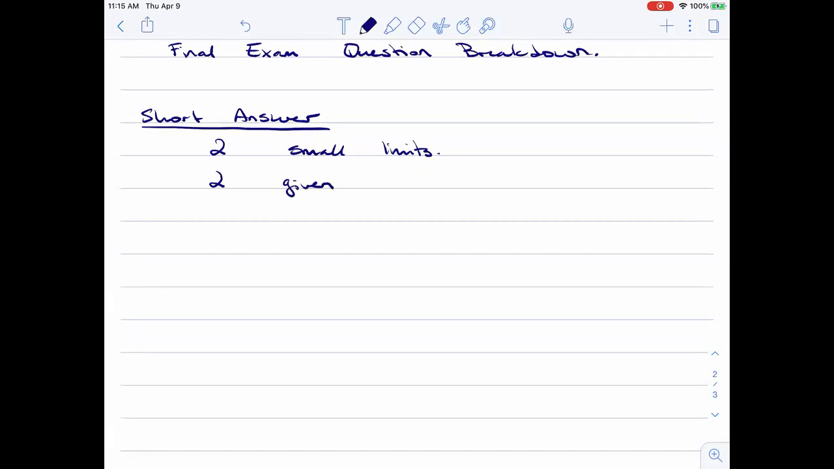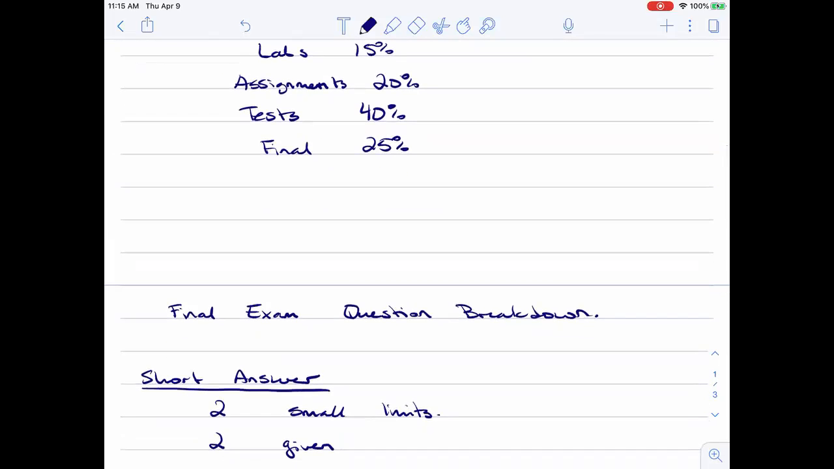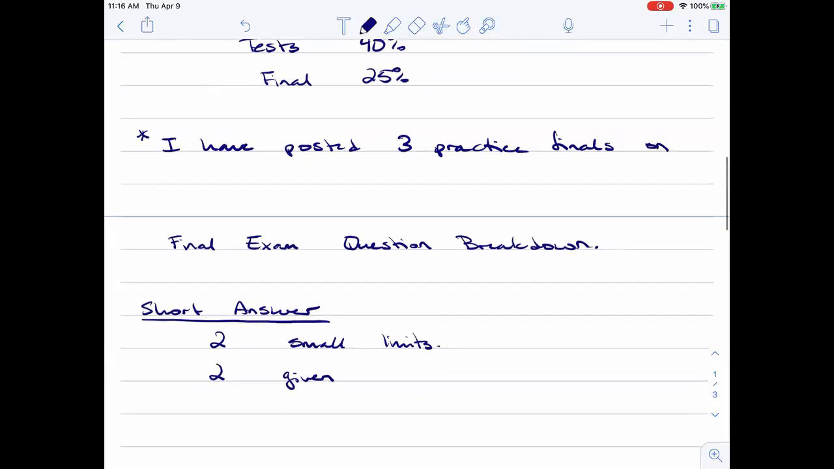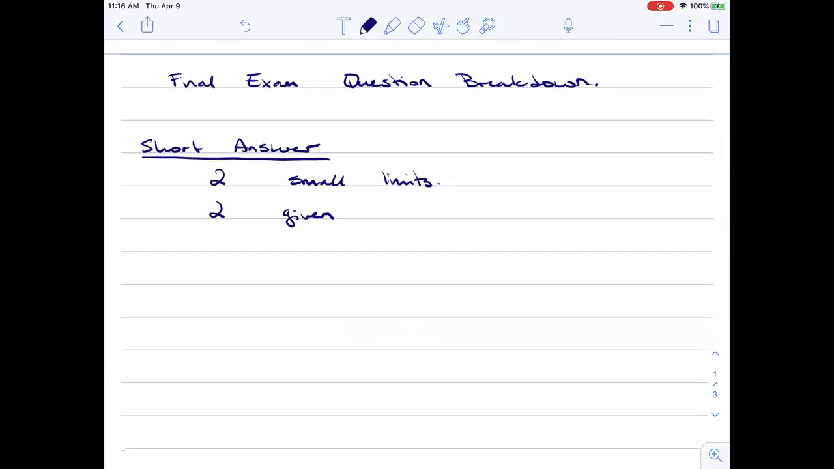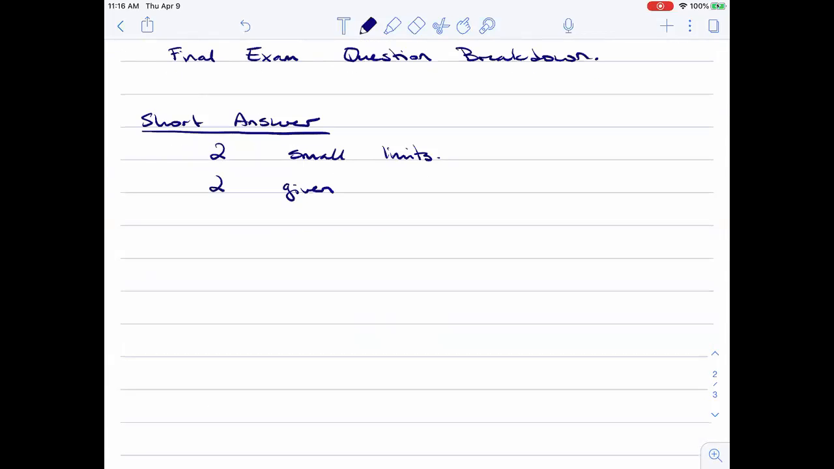Here, you'll see what I mean when you have a look at those practice tests. I have posted 3 practice finals on Moodle with solutions. So if there's anything that doesn't make sense, you will be able to find it in one of the practice finals. In fact, I only flipped through the first practice final, and it has the exact same layout as the final that we're going to be mimicking in WebAssign.